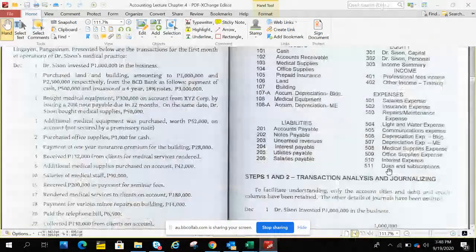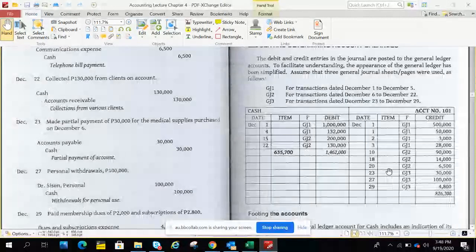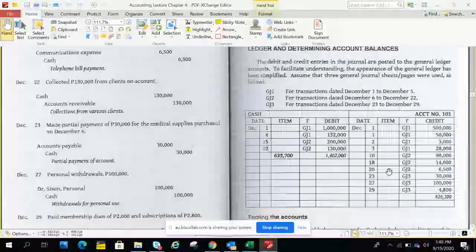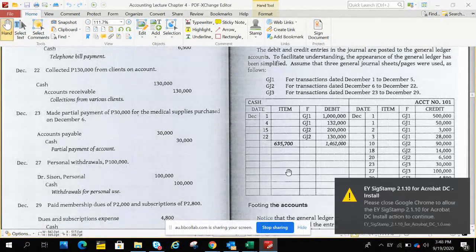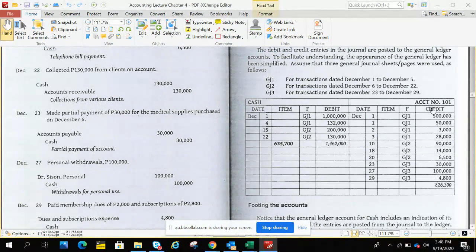Pero, gawin na lang natin, diba? Ito talaga yung pinaka-formal na itsura ng general ledger. Kailangan dito, isang ledger for each account. So, cash, account number 1, and then, 101. And then, you have the date, and then, the reference, and then the amounts. Tapos sa dulo, lalagyan mo na balance.